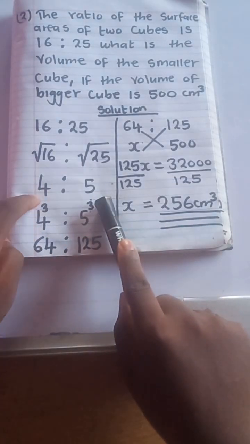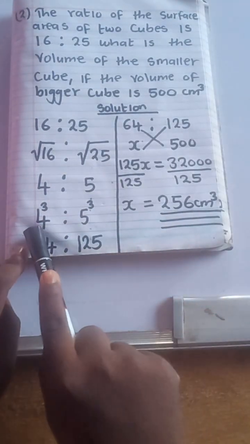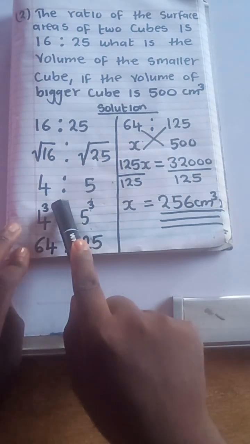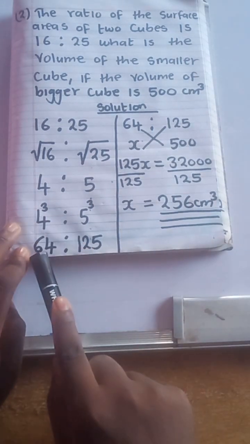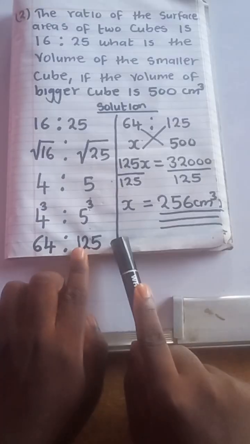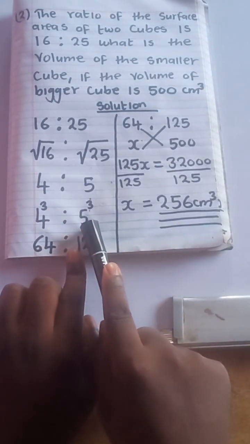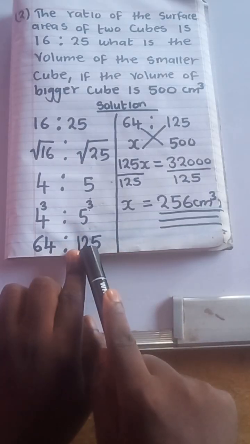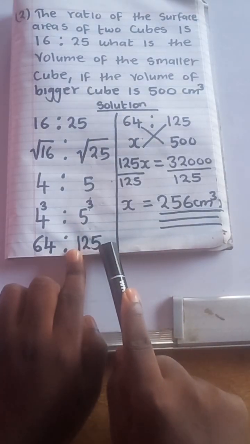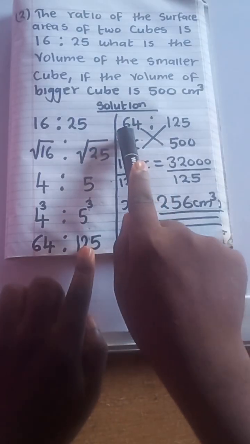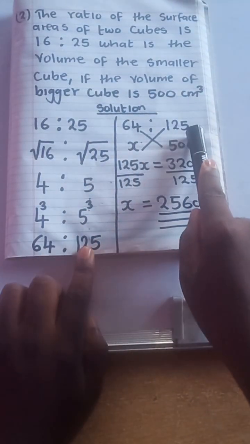So 4 to the power 3 simply means multiply 4 how many times? 3 times, which will give you what? 64. You come here, 5 to the power 3 means multiply 5 3 times, which will give you what? 125. So as you can see, this is 64 to 125.